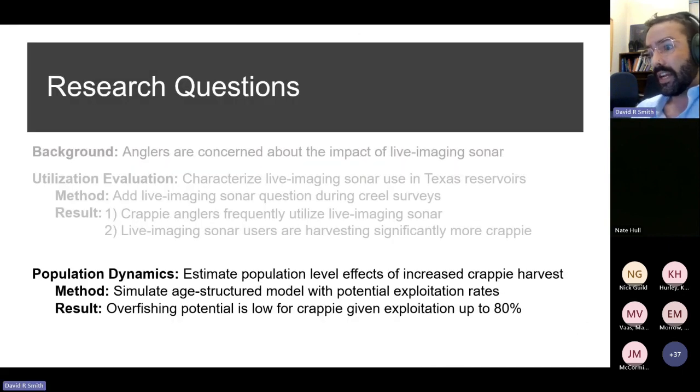So the results of our study showed that the overfishing potential for crappie, given the estimates of maturity that we plugged into our stock assessment models, with exploitation as high as 80%, we didn't see evidence of recruitment overfishing with SPR levels below 30%, which shows us that crappie are really hardy species with fast growth rates and a very small size at sexual maturity. To overfish a typical crappie population, it takes a lot more exploitation than the levels that we applied in this model.